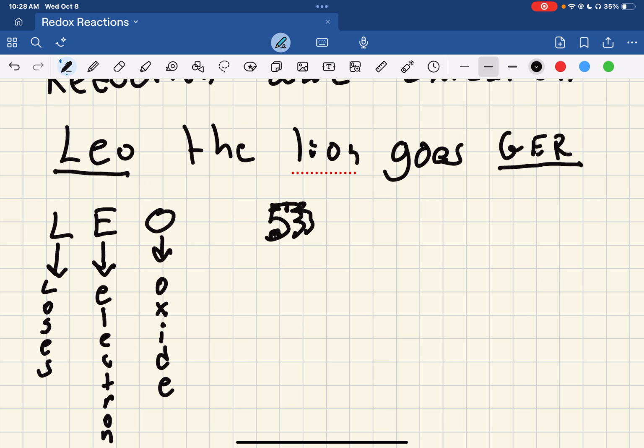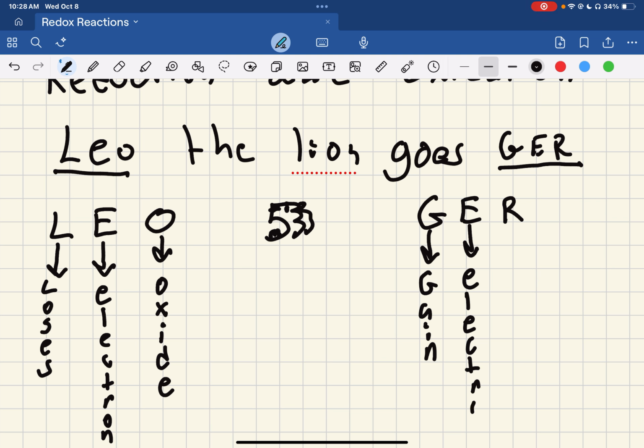Now, what about the GER part? Well, just like we did before, G, E, and R. If an atom is gaining an electron, it's kind of hard writing vertically, right? Well, that's what's being reduced. Okay. So if an atom gains an electron, it is reduced. All right. So if it's gaining that electron, that's the atom that's going to be reduced.